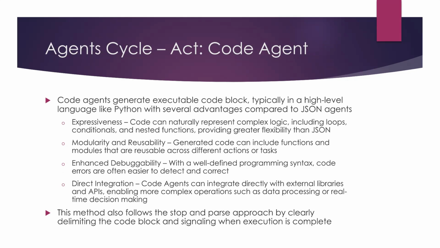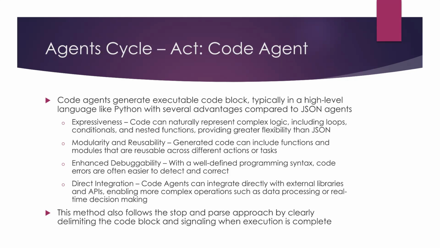Now, let's get into more detail about what a code agent is. Code agents generate an executable code block, typically in a high level language like Python, with several advantages compared to JSON agents. Code can naturally represent complex logic, including loops, conditionals, and nested functions, providing greater flexibility than JSON. Modularity and reusability, which means generated code can include functions and modules that are reusable across different actions or tasks. Enhanced debuggability: with a well-defined programming syntax, code errors are often easier to detect and correct.